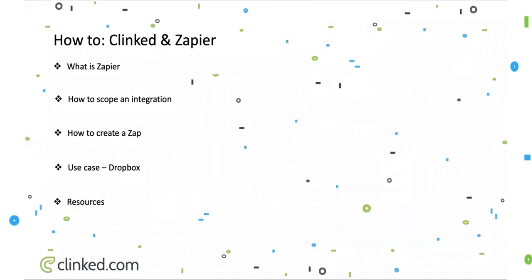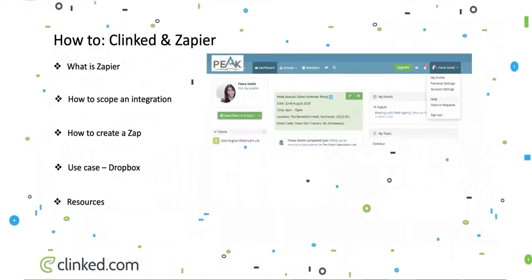So with that, I really just want to go over resources. Inside of Clinked, when you go to your profile, you have the option to choose our help section. When you come into the profile, you can go to the help side or you can go to the feature request.